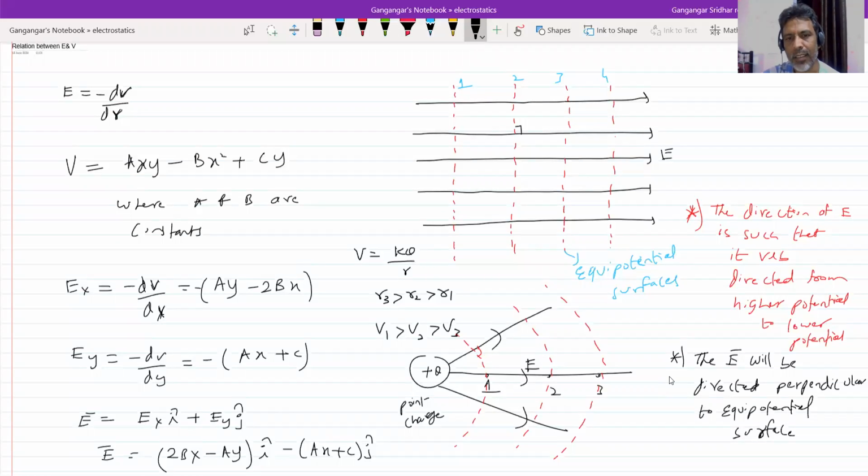Now, after this, I'm interested in this particular thing. What about the potential at A, B, and C? Can we say anything about the potential at A, B, C, and let me take D? Looking at the diagram, VA equals VB.